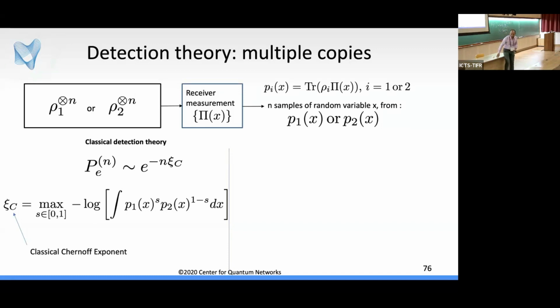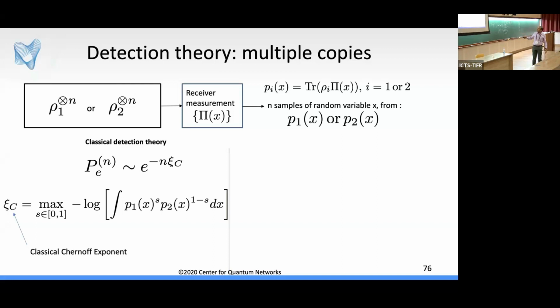All right, so we have talked about detection, we have talked about estimation. Now I'll talk about hypothesis tests when you have multiple copies of one of two states. N copies of rho 1 versus n copies of rho 2. You want to design a measurement that minimizes the probability of error. In classical detection theory, you will pick a measurement. If you pick a measurement, you will get n samples of either this distribution or that distribution. Right? We know how to calculate a distribution from the state and the measurement. We talked about it yesterday.